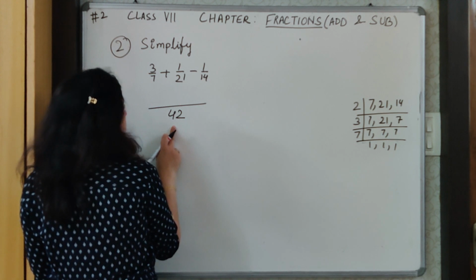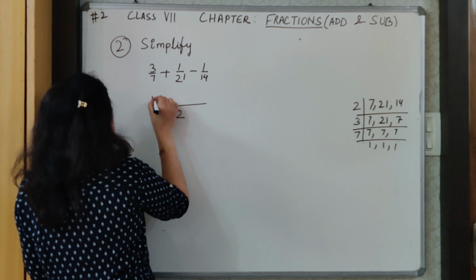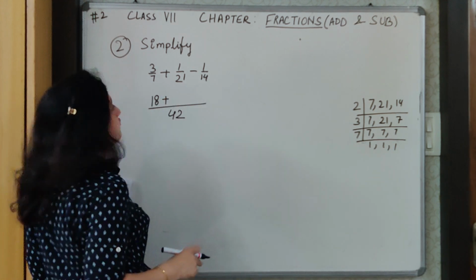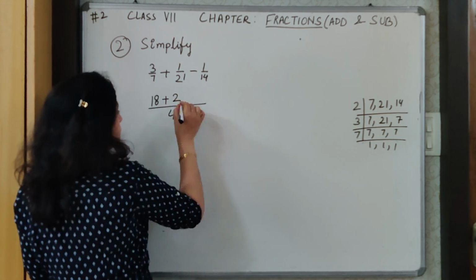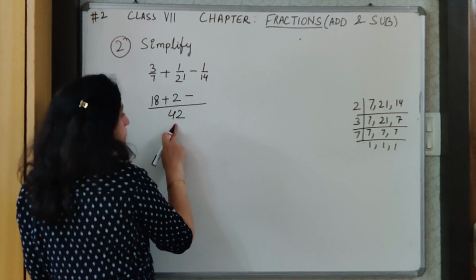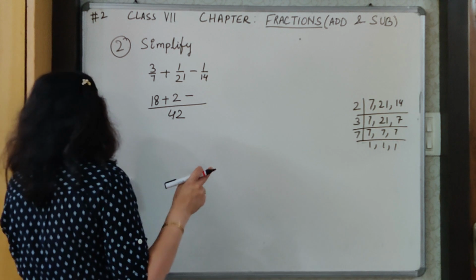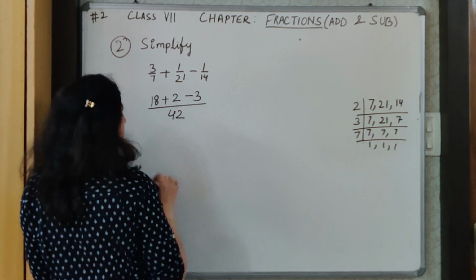7 into 6 makes it 42. So 6 3s are 18 plus 21 multiplied by 2 will make it 42. So I will multiply 1 also with 2 to give me 2. Then we have the minus sign. 14 into 3 makes it 42. So this 1 will be multiplied by 3 to give me 3.